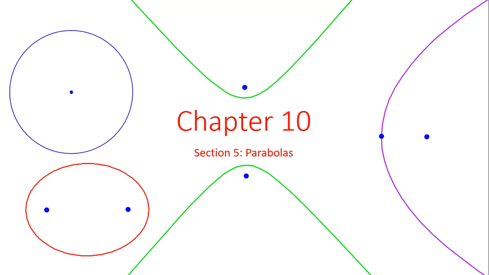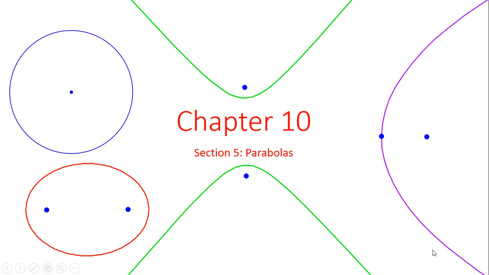Welcome back to section 5 of chapter 10 on parabolas. This is the last section that we're going to be looking at the types of conic sections. After this, we'll be working a little bit with them. So this is the last one with all sorts of vocab and stuff like that.